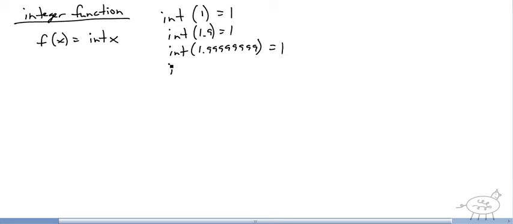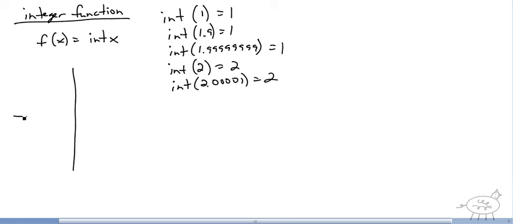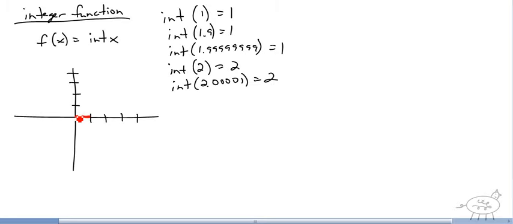And of course if I go to the integer of 2, that's 2, the integer of 2.00001 is 2, just to give you an idea. So if I would actually graph that, it would look something like this. Let's put a couple of lines here. I'll use a different color. So here it's that, and it's there, and it's a step function. You guys recognize that?